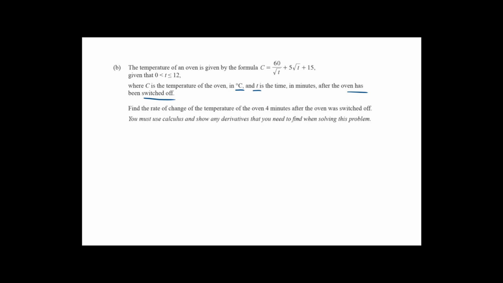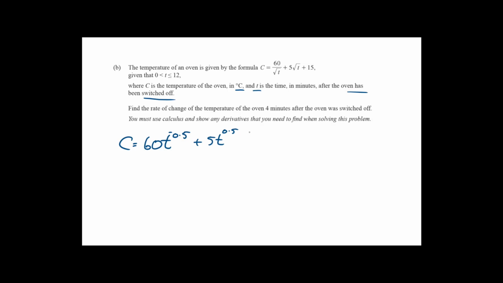So it's probably going to be a negative answer. Just sort of a heads up. So what I'm going to do is just rewrite this. So C is going to be equal to 60 T to the power of negative 0.5, which is the same as the square root. It's really nice now because we can use the power rule. Plus 5T to the power of 0.5, whoops, the first one should be negative 0.5.